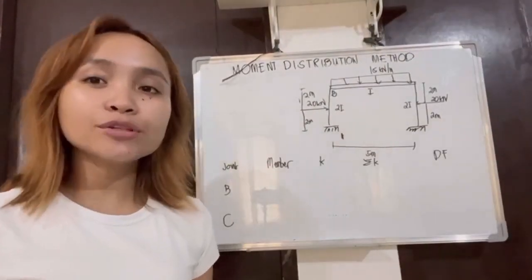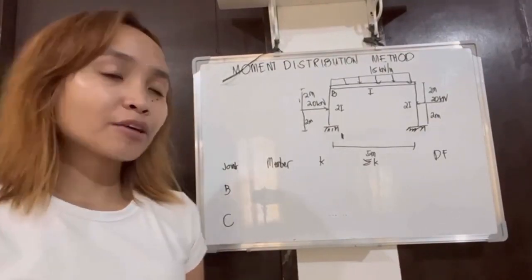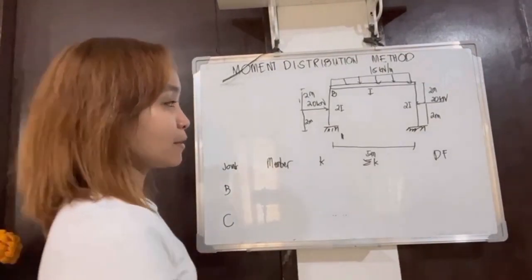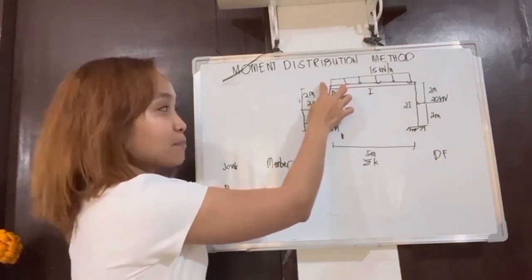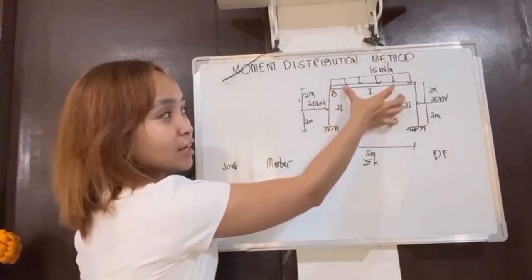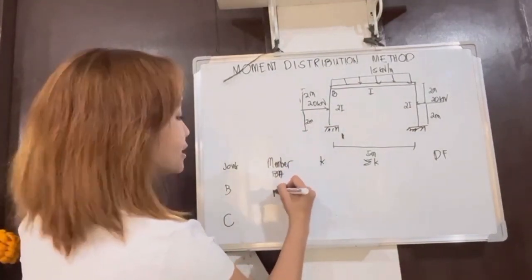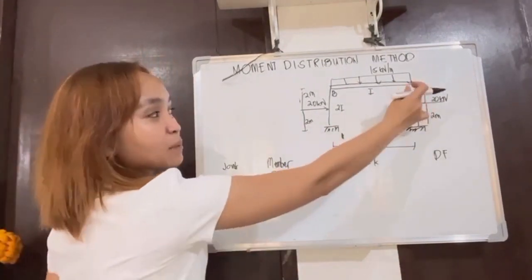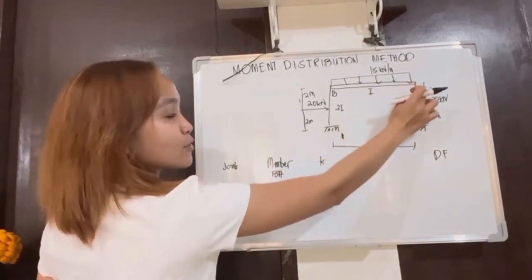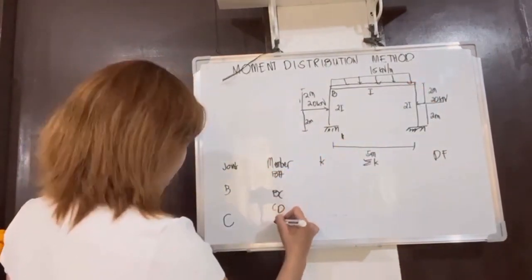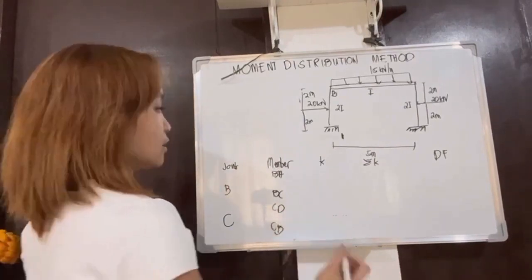Next, we need to get the distribution factor of each joint. At joint B, there are members BA and BC. At joint C, there are members CB and CD.